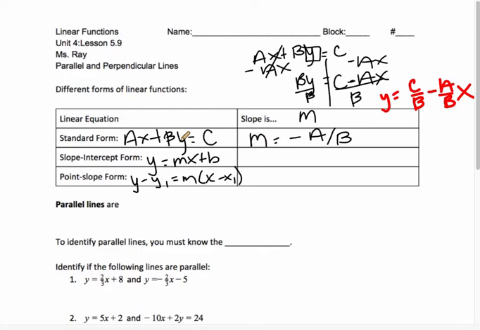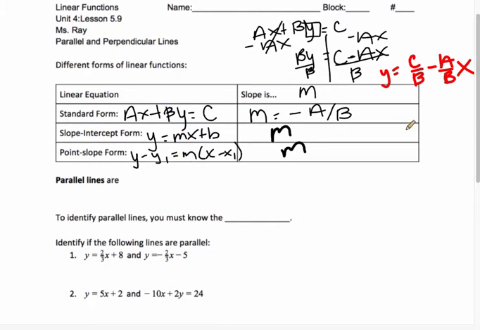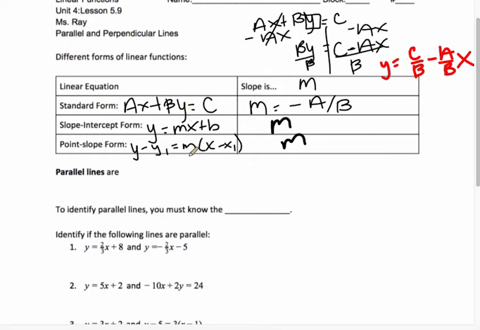So if you have standard form, you can identify the slope by just taking the opposite of a and dividing by b. For slope-intercept form, that one's pretty easy. The slope is just the m, whatever's in front of the x. And the same thing for point-slope form. So make sure we can identify slope from all three different equations. Now, if we have an equation that doesn't look like either of these, then we would need to rewrite it so that it did look like one of these, which probably the easiest would be to put it in slope-intercept form.